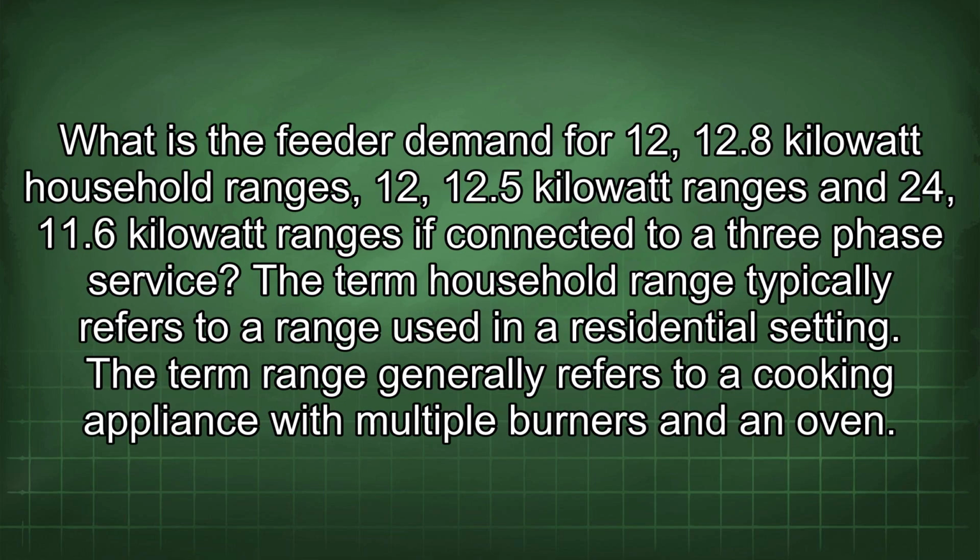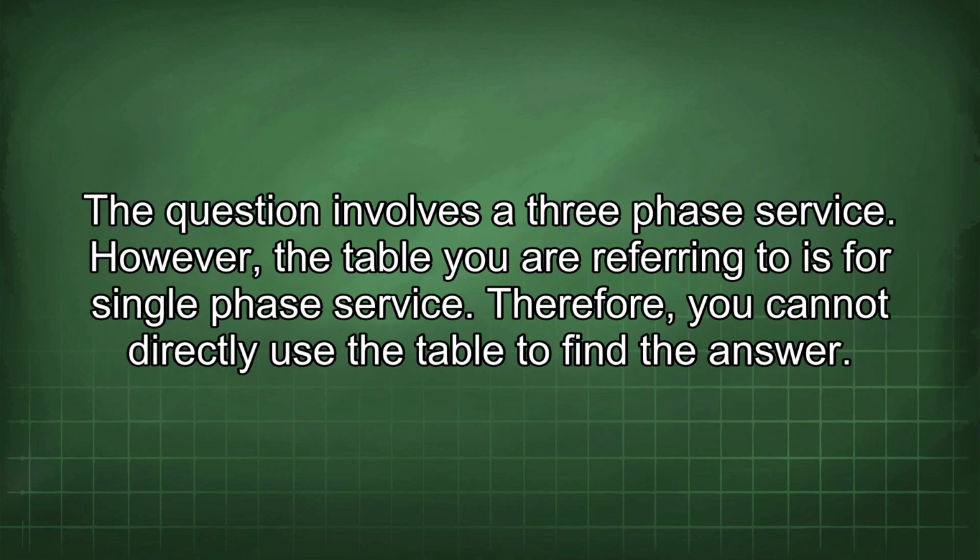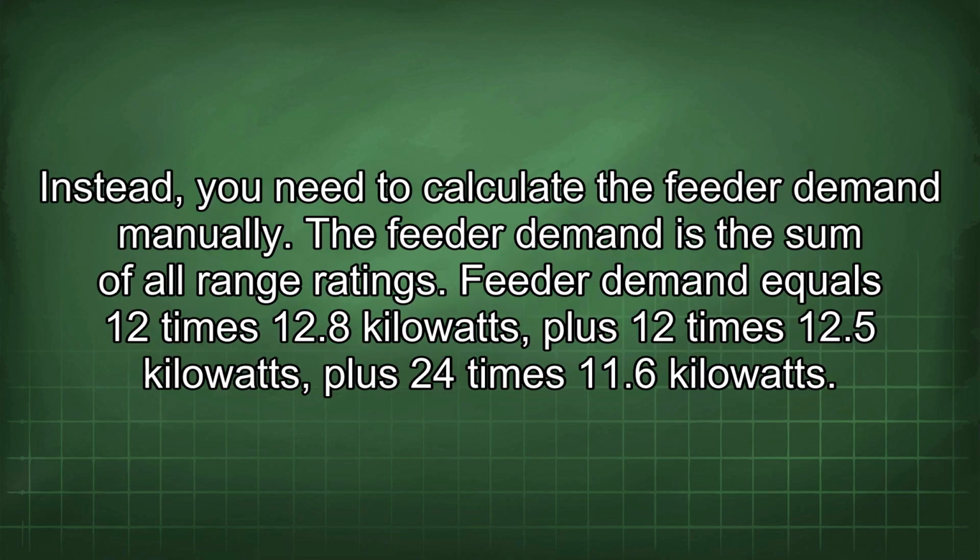What is the feeder demand for 12.8 kilowatt household ranges, 12.5 kilowatt ranges, and 11.6 kilowatt ranges if connected to a three-phase service? The term household range typically refers to a range used in a residential setting. The term range generally refers to a cooking appliance with multiple burners and an oven. The question involves a three-phase service. However, the table you are referring to is for single-phase service. Therefore, you cannot directly use the table to find the answer. Instead, you need to calculate the feeder demand manually.